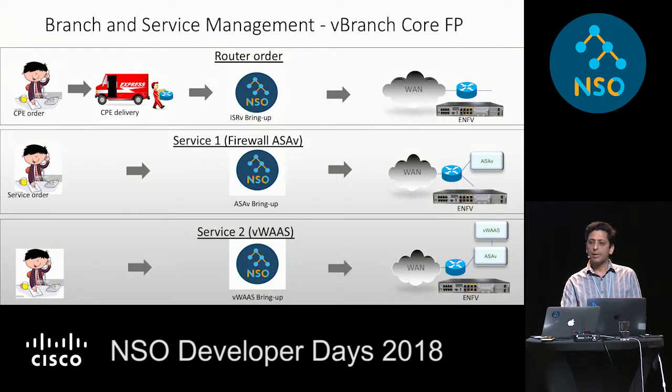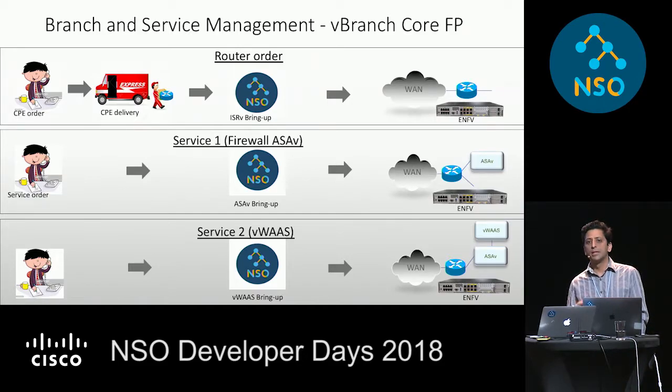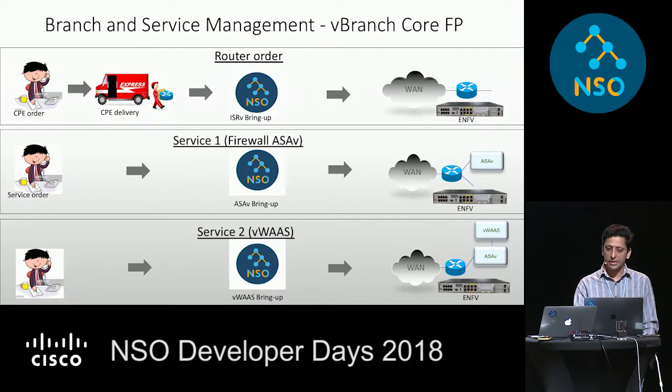Again, same use case. It can be easily applied to vWAAS, which is WAN acceleration. So you can bring it up within minutes and have it up and functional. So the aim of vBranch core function pack is to reduce cost and time to bring up the service on a branch office site.